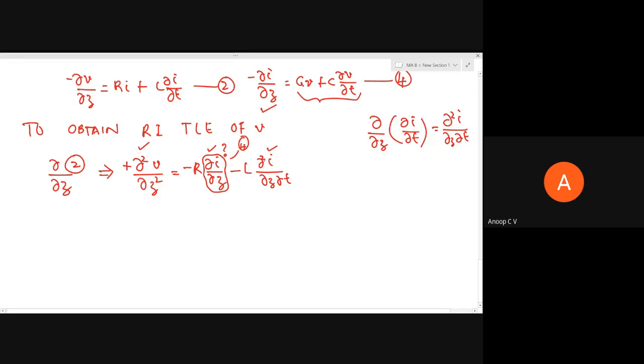Then my next question is, I need to know what dou square I by dou Z square is. Do I know that? No, we don't know. So in step 1, we differentiated equation number 2 with respect to Z and we got this. If I apply 4 in this, I can get rid of this dou I by dou Z. To get rid of this dou square I by dou Z dou T, I need to know what dou square I by dou Z dou T is.